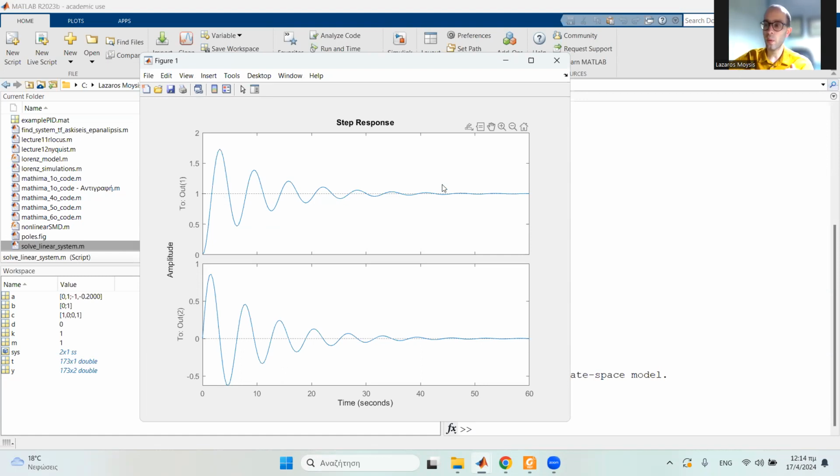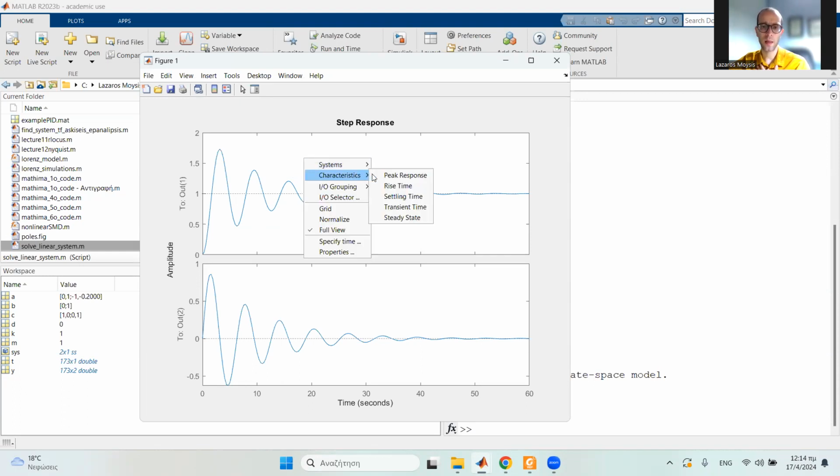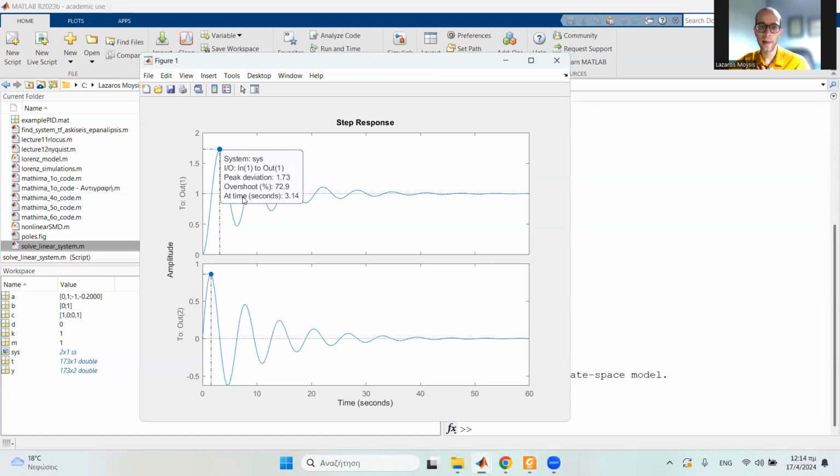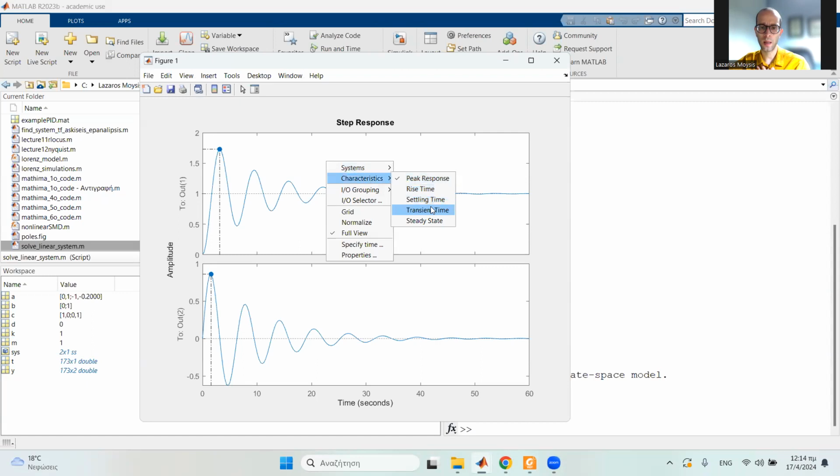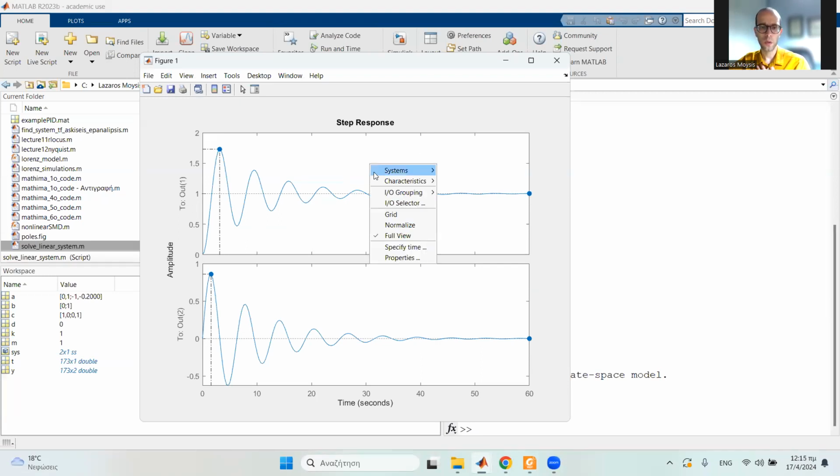And here we can also see various characteristics of the system. For example, by right-clicking, I can see characteristics like the peak response. You can see the peak response right here, and it also tells me at what time I have the peak response, 3.14, and the overshoot is 72.9%. And I can see some other characteristics like the steady state, for example, which is 1. So it tells me that the steady state is 1 for the system. And I can also see a characteristic like the settling time, for example, which is 38 seconds.